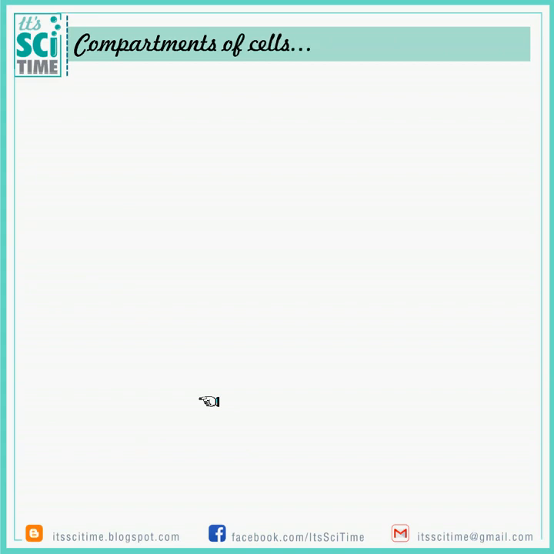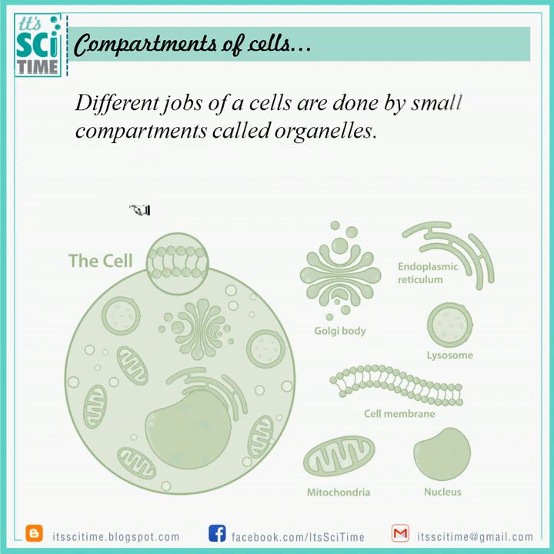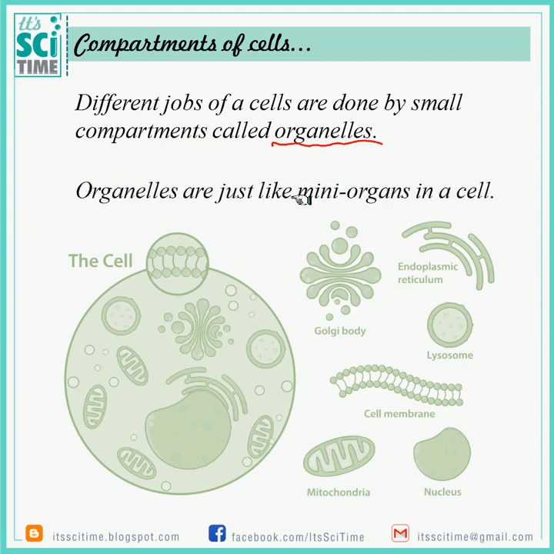Next thing, compartments of cells. If it is a factory, it needs to perform some duties in different sections. Such sections are seen in the cells as well. Those compartments are called organelles. We can also call the organelles mini organs. They have different functions. They work together as a unit, and the whole system of the cell runs with the support of these organelles.